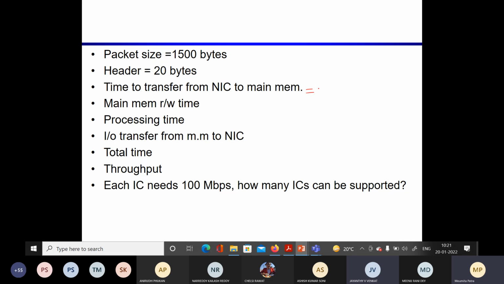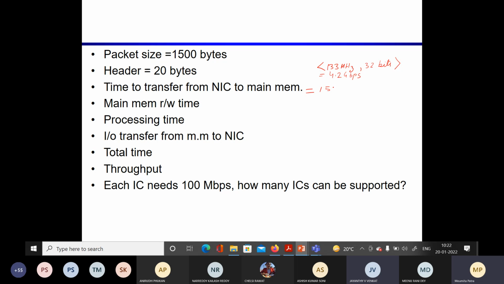All right, so how do we find this value? Time to transfer from NIC to main memory. We'll start with the throughput, sorry, the effective bandwidth of the bus. We know that it is equal to 133 megahertz and 32 bits. Okay, we know that it is 4.2 Gbps.